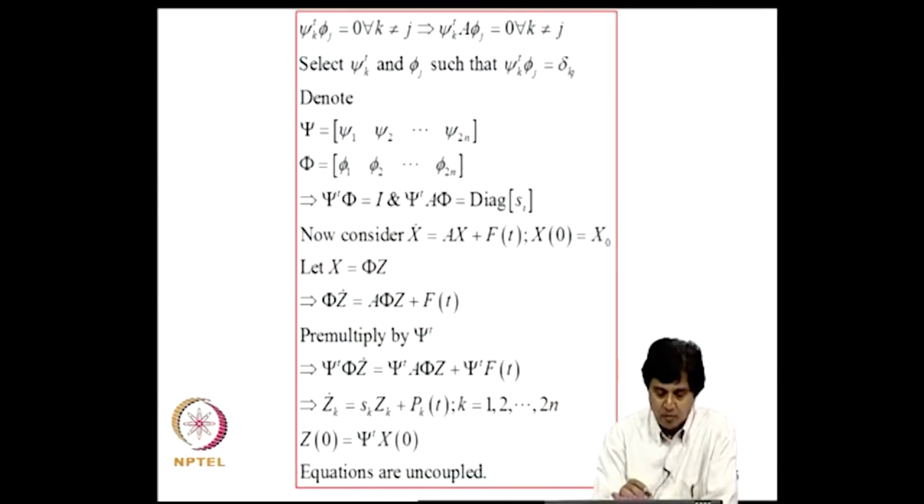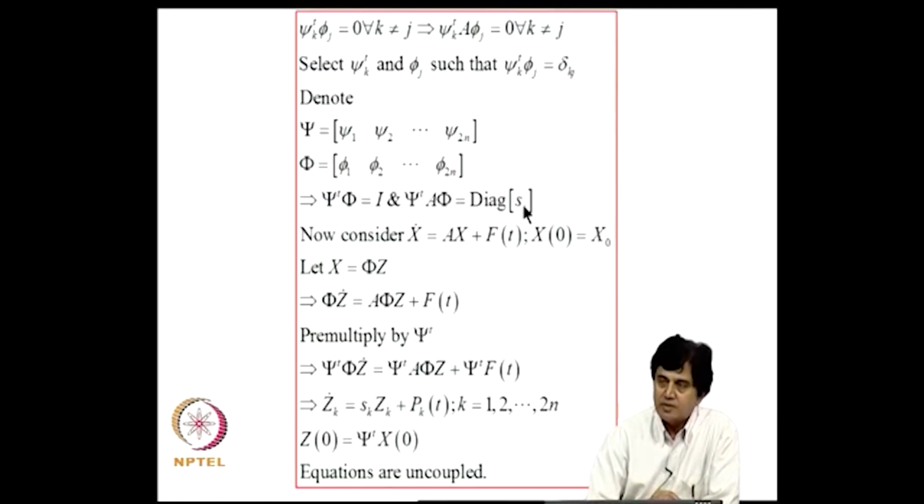So, we can select the normalization constant so that psi k transpose phi j is the Kronecker delta. So, if I now denote capital psi as the matrix of eigenvectors of the second system and matrix phi as the matrix of eigenvectors of the first system, I have psi transpose phi is I, and psi transpose A phi is diagonal of Sk.